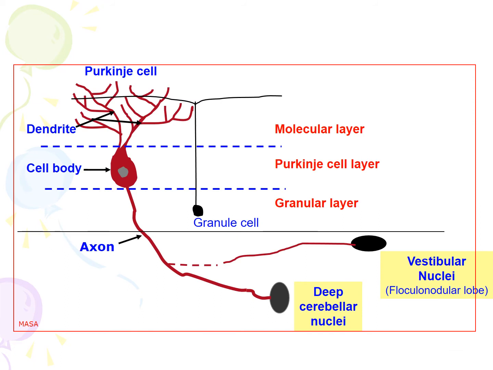This diagram shows the outline of a Purkinje cell. It has a cell body, which is located in the Purkinje cell layer. Its dendrite is extensive and extends into the molecular layer. And it has a single axon which passes down into the white matter and synapses with the deep cerebellar nuclei, and also the vestibular nuclei.